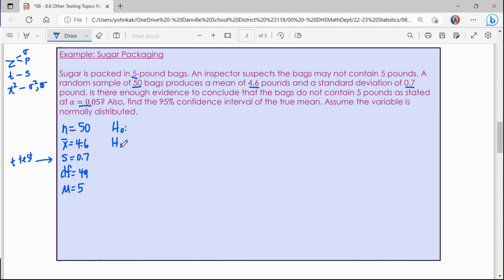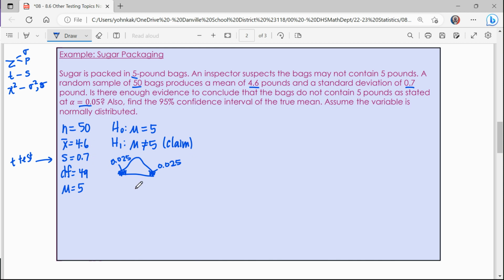So now we go over and do our hypotheses. Our null hypothesis is that the mean is equal to 5. However, we are going to do an alternative hypothesis of not equal to 5, and that's our claim. So when we draw a picture, we're going to shade both sides because it's not equal to. We're going to take that alpha and divide it by 2, so we get 0.025 in each section.